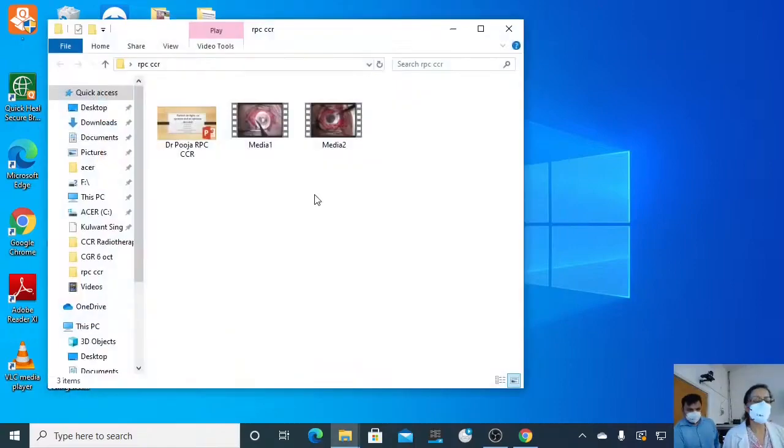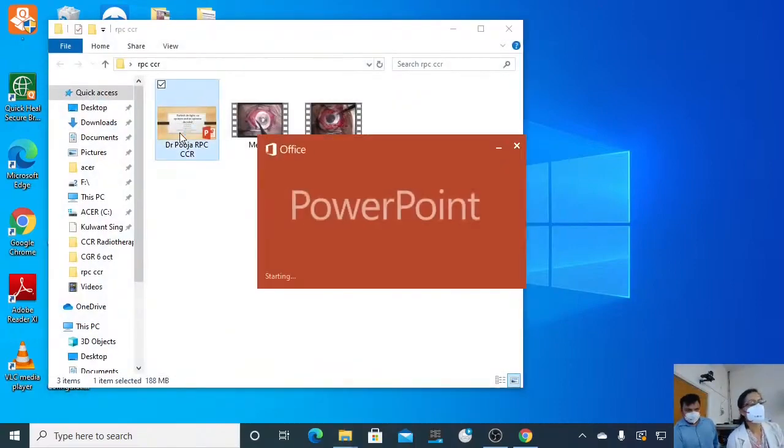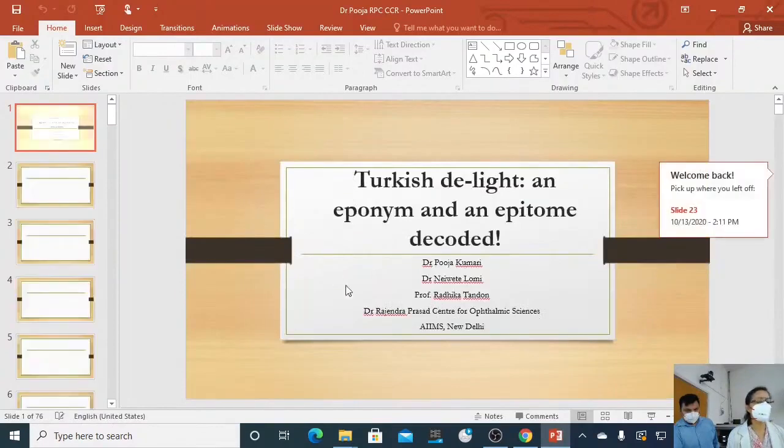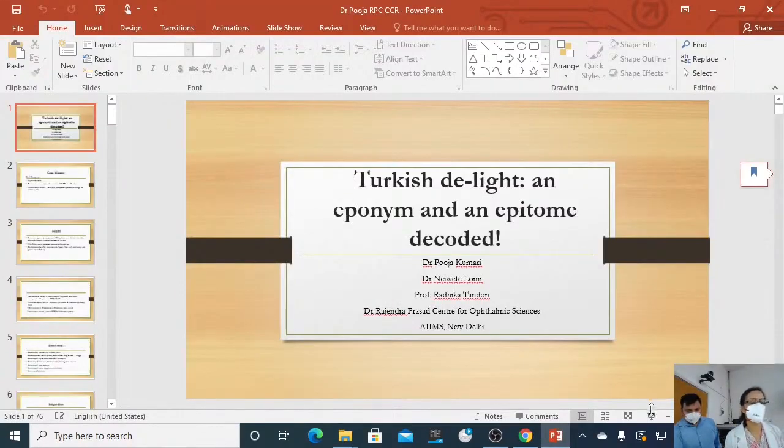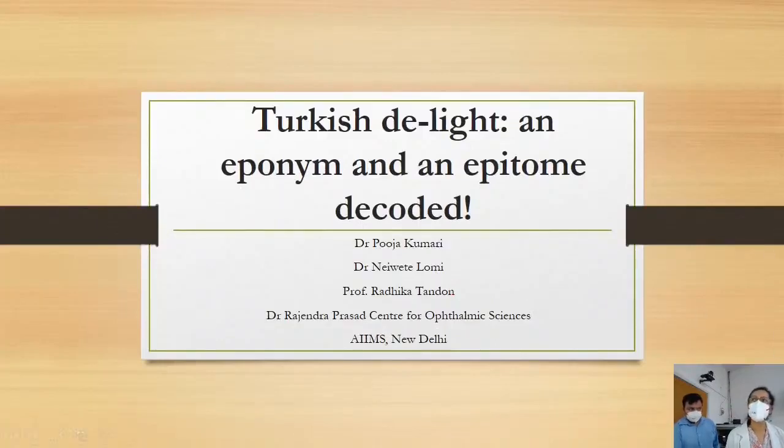Good afternoon, everyone. So we now come to the second case of today's CCR session from the Department of Ophthalmology, Dr. Rajendra Prasad Center for Ophthalmic Sciences. We have an interesting case to present. Plus, the surgical treatment of this patient was also slightly unusual. So we hope the case will help people understand a different aspect of ophthalmic care.